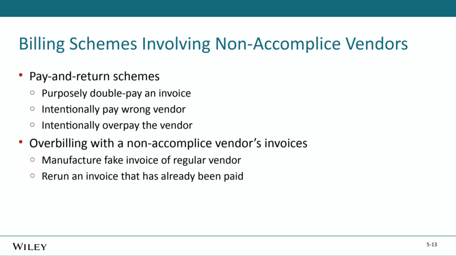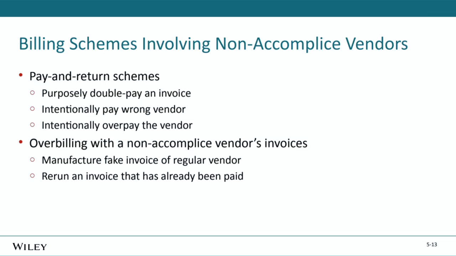Okay. The non-accomplice vendor, again, you've got a legitimate vendor who's being used here. They're not part of the scheme, but you have, as with the pay and return scheme I talked about in the video about CBS Chicago, the employee who was submitting a second time for payment bills from American Express, and then would contact American Express and have a refund credited to her personal American Express account. So it's that purposeful double paying of an invoice.